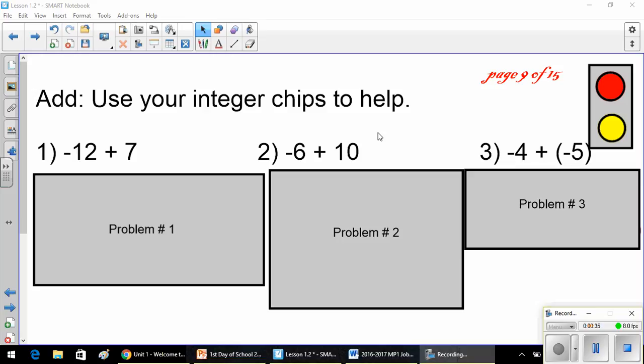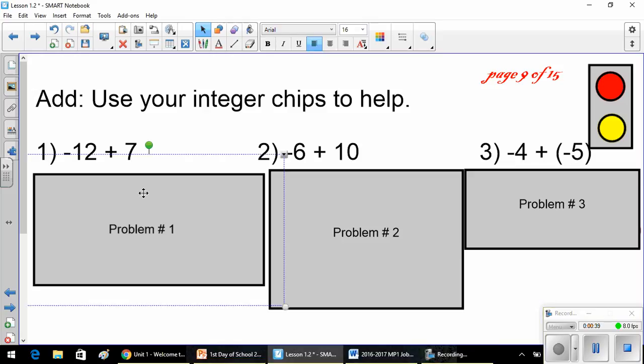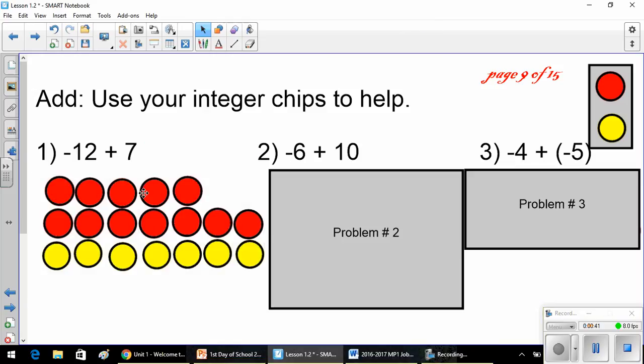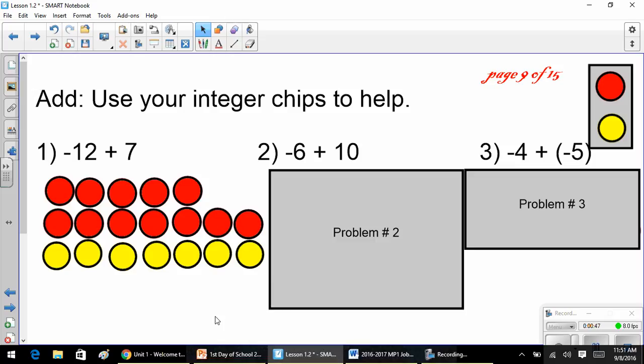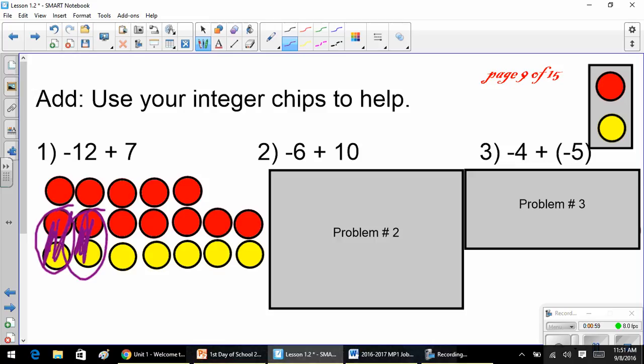For example 1, we have negative 12 plus 7. So here are negative 12 reds and 7 positive. If you notice, there are red and yellow counters, so that means we can make 0 pairs. Those cancel. Those cancel. Notice I'm taking away, I'm not adding on to this set.